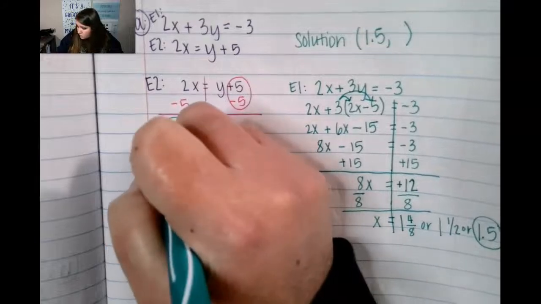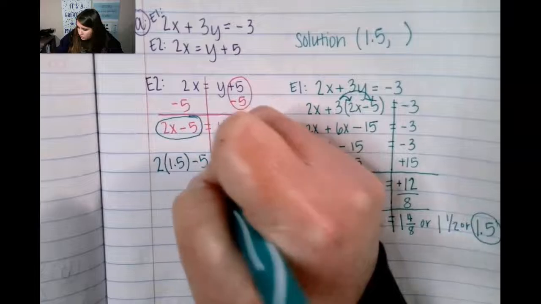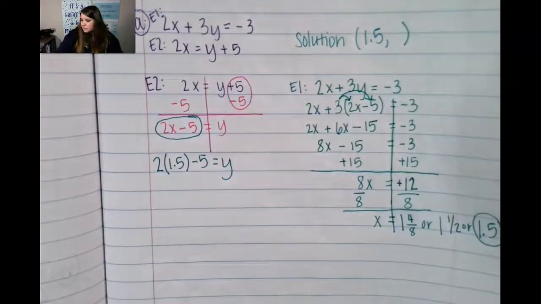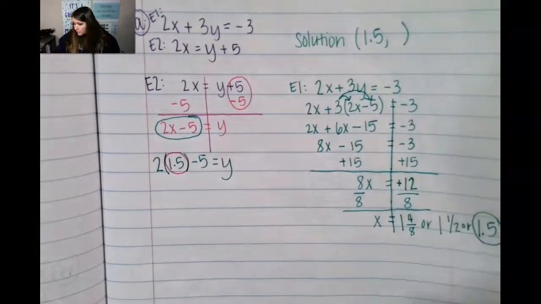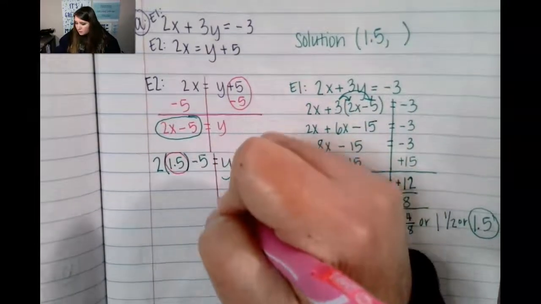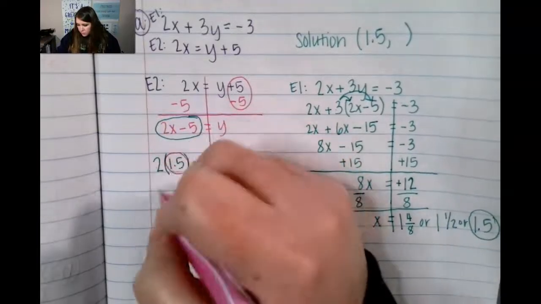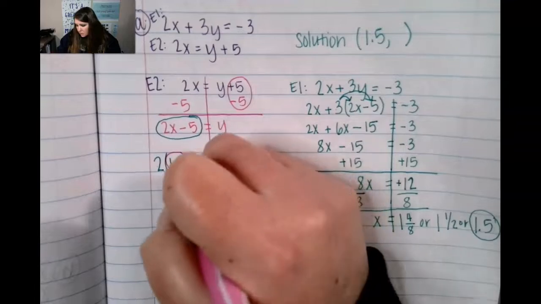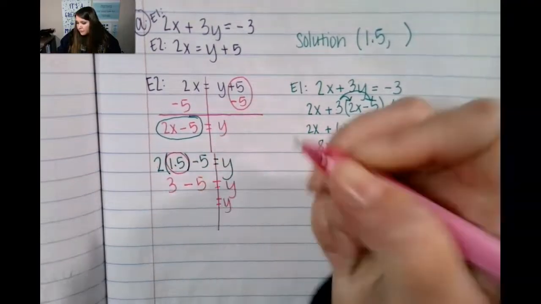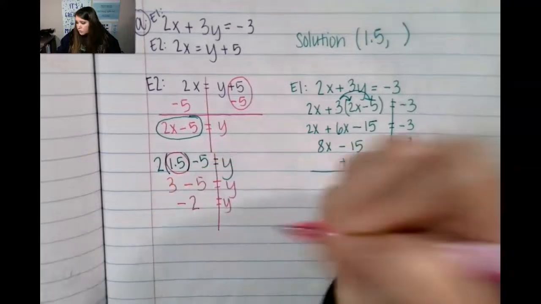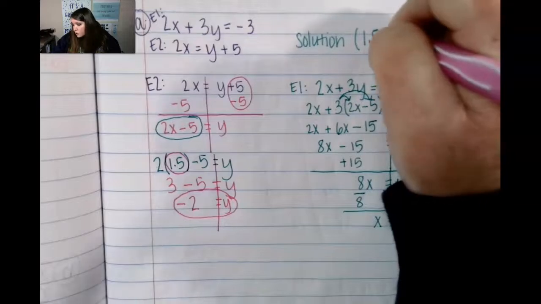So 2 times 1.5 minus 5 equals y. All right, so here we subbed in this 1.5 right here. We subbed it from here to here. That was x. So 2 times 1.5 gives us 3. 3 minus 5 equals y. So y equals -2. There we go.